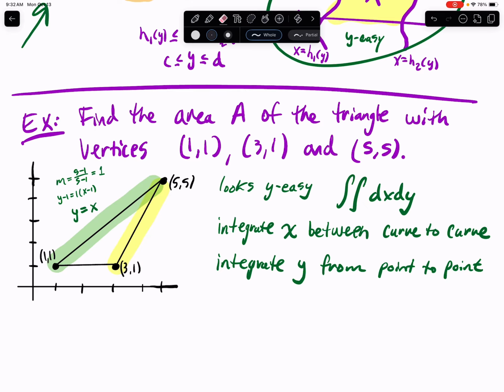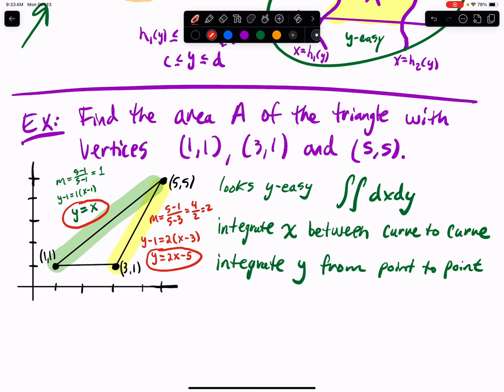Now, for this yellow line over here, my slope is a little bit more complicated. It's not that bad though. y2 minus y1 over x2 minus x1. So that's 4 over 2. So my slope is 2. So I have a point: y minus 1 equals 2 times x minus 3. If I do that math out, y equals 2x minus 5 is the equation for that line right there.